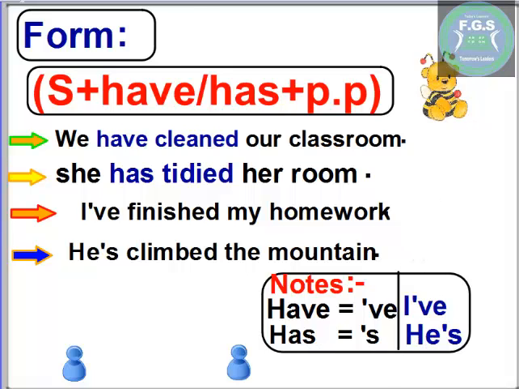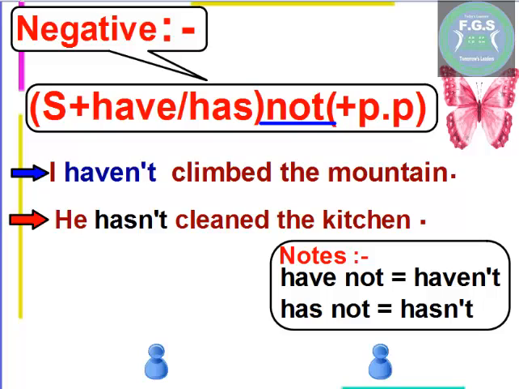Okay, the next. In negative form we will put not with have and has. So it will be I haven't climbed the mountain, or he hasn't cleaned the kitchen. So have not equals haven't, has not equals hasn't.